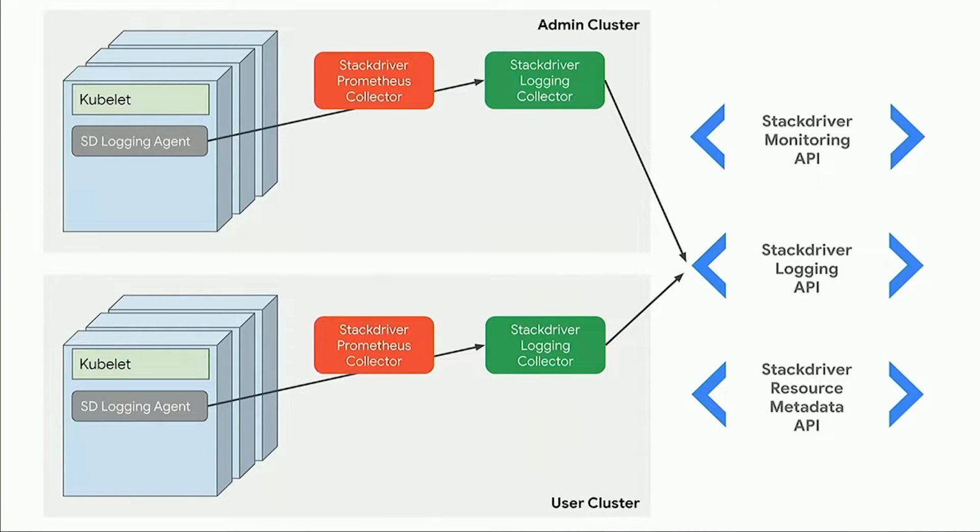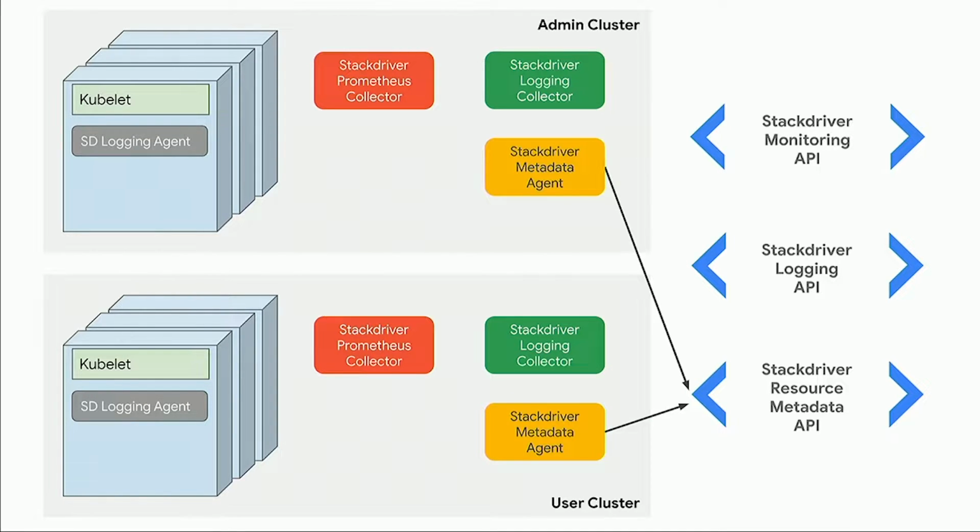Okay, so next we have the logging. Logging is pretty straightforward. We have a logging agent running on each of the nodes. Those are aggregated up into a logging collector. It just so happens that we're using FluentBit for the logging agent and then FluentD for the collector. But again, this is just an implementation detail.